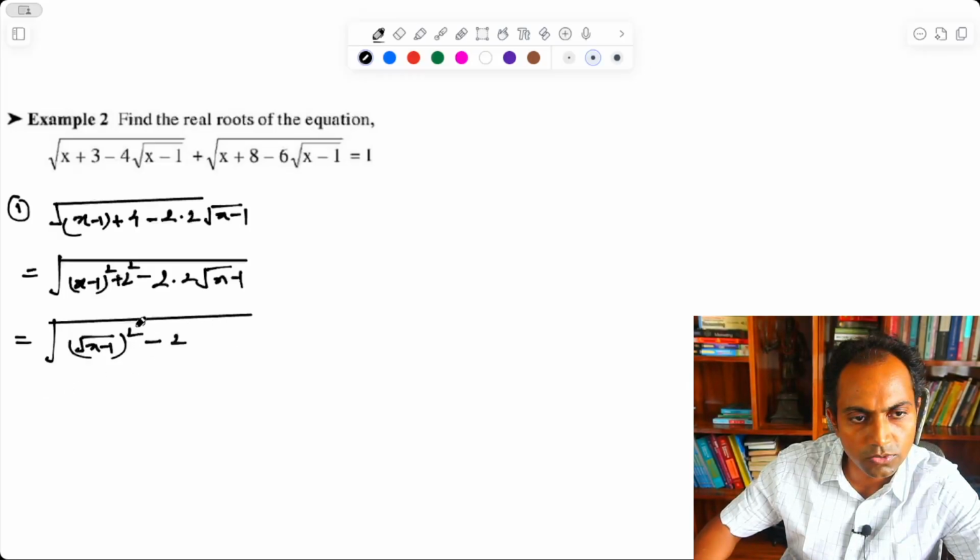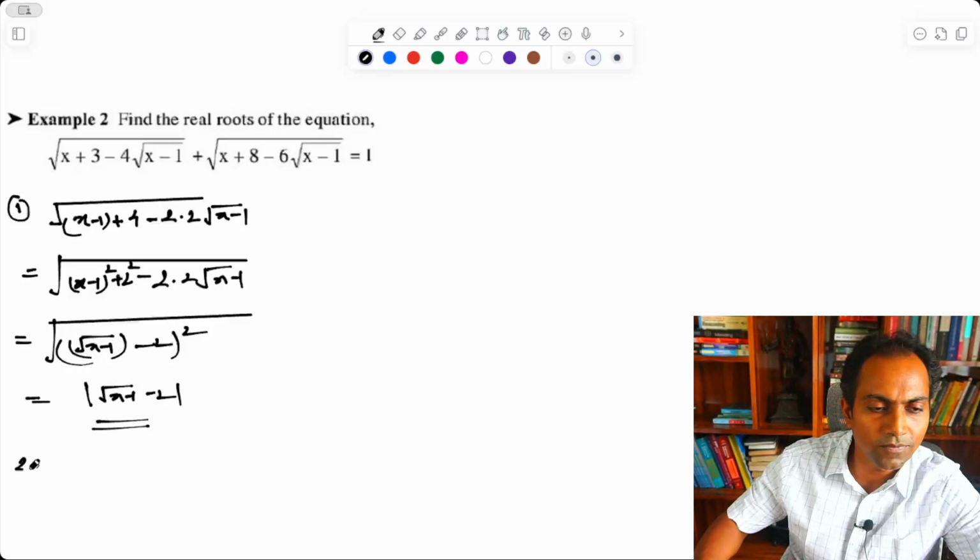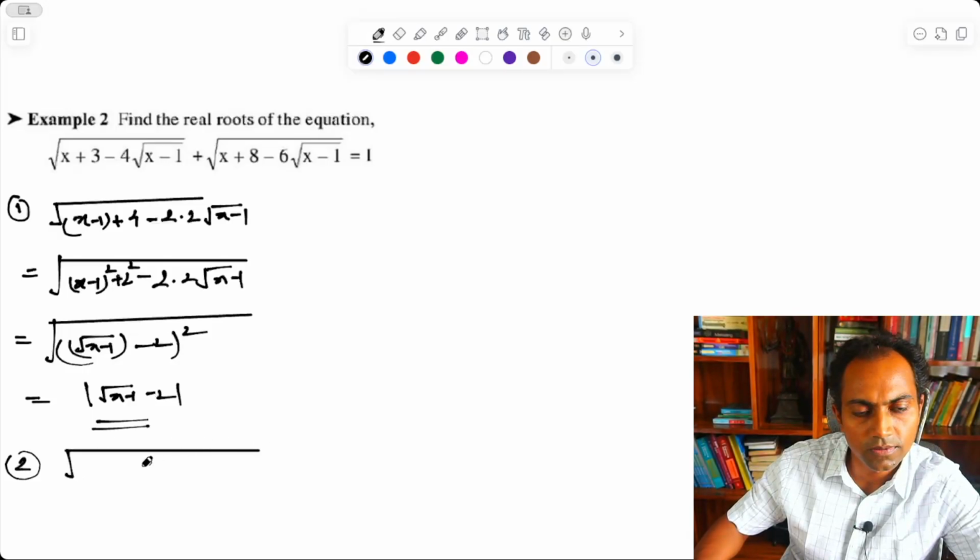No, sorry. Then you have nothing but plus 2, sorry, minus 2, and then whole square. So you can see that this will become mod of root of x minus 1 minus 2. Similar thing if I do in the second part, that is root of x plus 8. This can be written as x minus 1, and the second part will become 9.